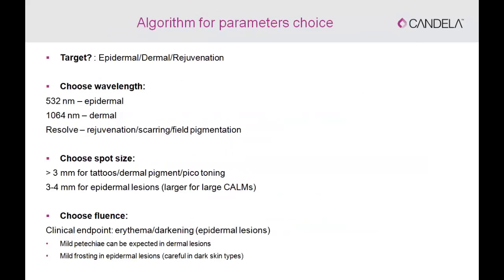The clinical endpoint, I think, is particularly important as well. For most of the treatments for pigmentation or rejuvenation, you're looking at erythema, uniform erythema in the treated area, and for the epidermal lesions, darkening. When you're treating with a 1064 for dermal lesions, you can sometimes expect some mild petechia, but generally try to avoid a lot of petechia, particularly in darker skin types. And then mild frosting is expected in some cases of epidermal pigmentation, but try not to get very much frosting in darker skin types, as that can subsequently lead to post-inflammatory hyperpigmentation.